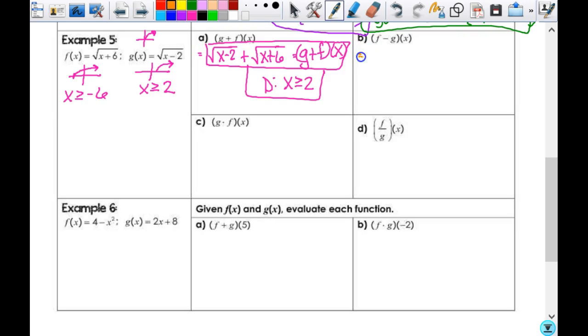So then I've got f, which is the square root of x plus 6, minus g, which is the square root of x minus 2. And can I combine that at all? Nope. Do I distribute that negative in here? No, you can't do any of that. So that's equal to f minus g of x. And my domain is still x is greater than or equal to 2.